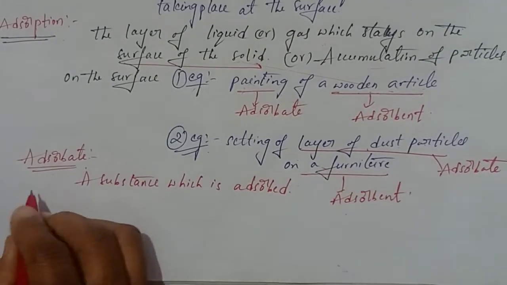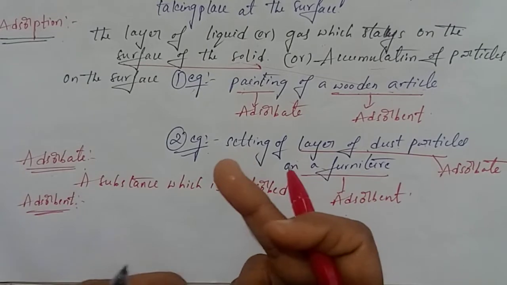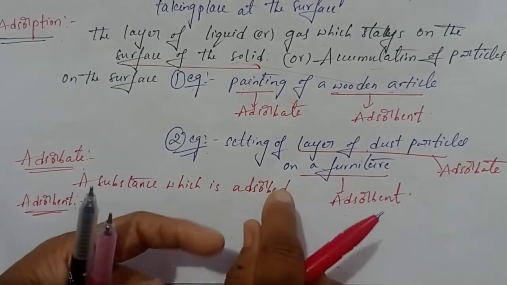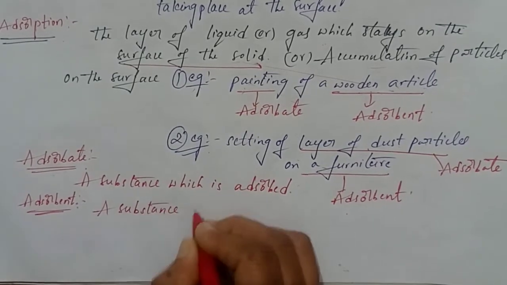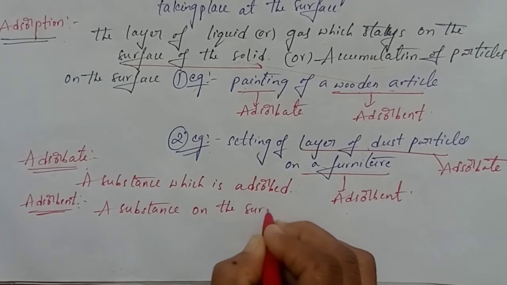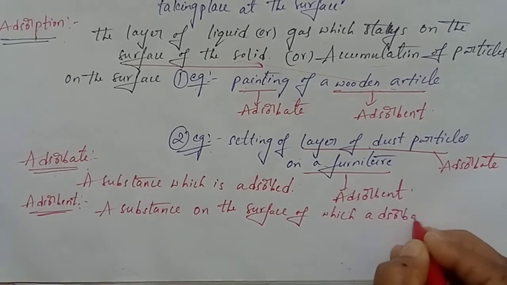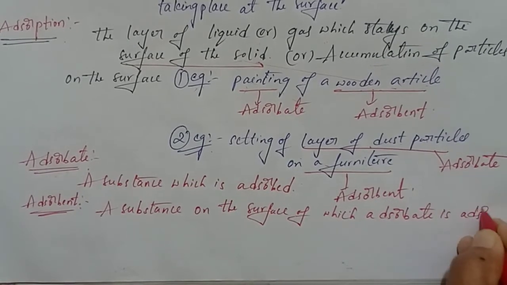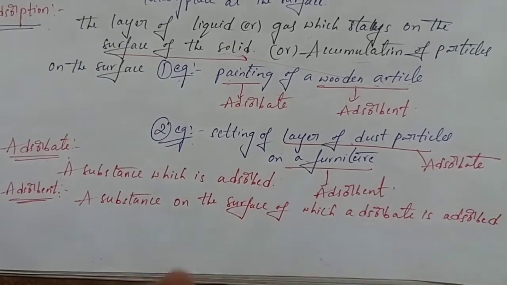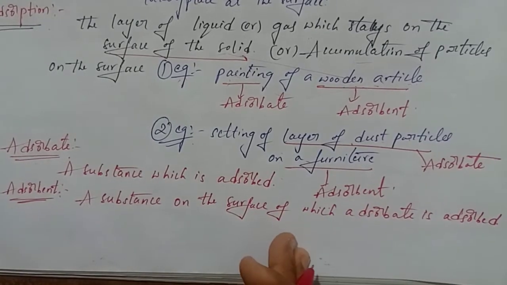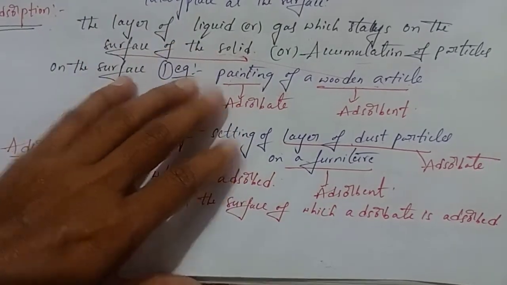Next, what is adsorbent? What is adsorbent, students? A substance on the surface of which adsorbate is adsorbed. Clear, students? That is nothing but adsorbent. So this is adsorbent and adsorbate. This is about adsorption, students.